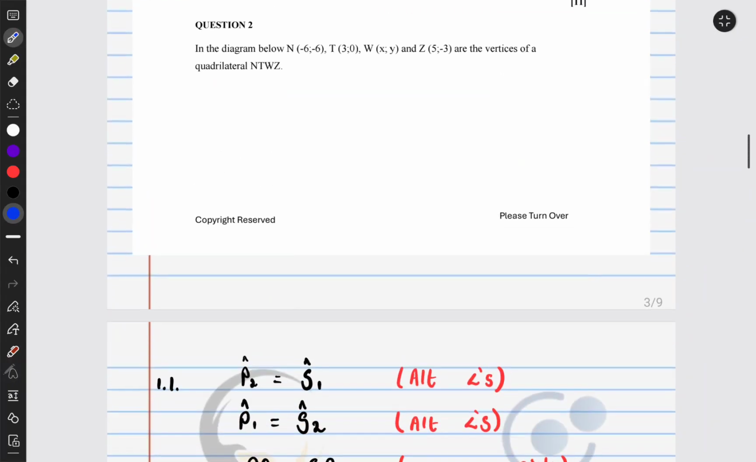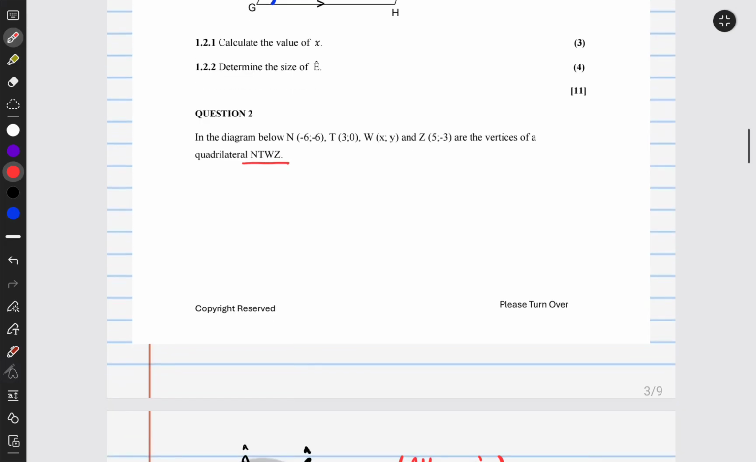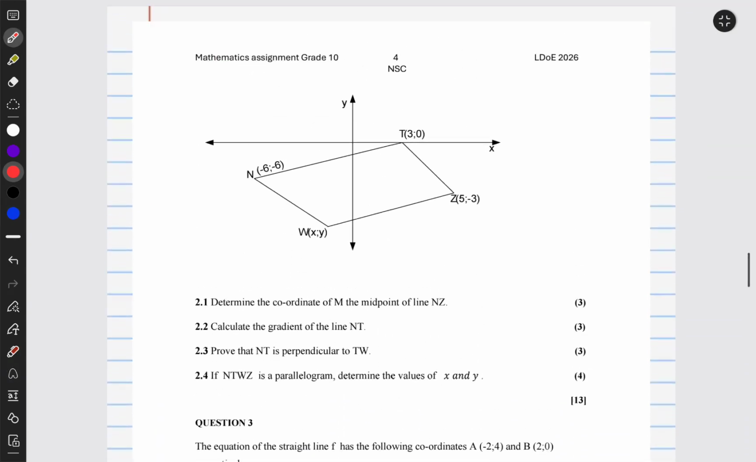And then from there, let's go to question 2. So question 2, we're told that in the diagram below, N, T, W, and Z are the vertices of a quadrilateral. So we're just given a statement basically.